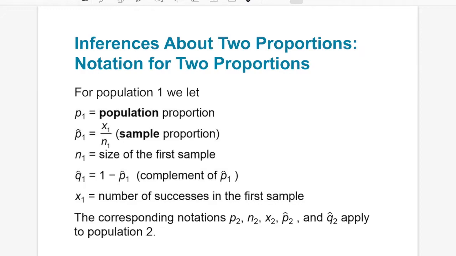P1 stands for population proportion. P hat is sample proportion, which is x1 over n1. N1 is the size of the first sample. Q hat 1 is 1 minus P hat 1. X1 is the number of successes in the first sample. The corresponding notations P2, N2, X2, P hat 2, and Q hat 2 apply to population 2.